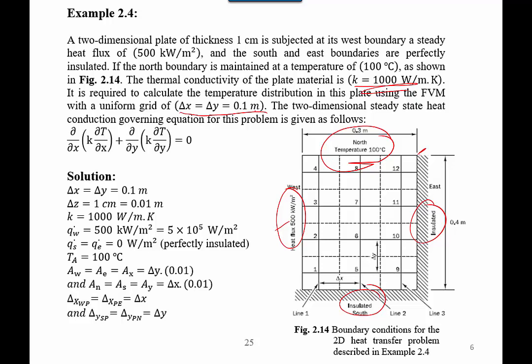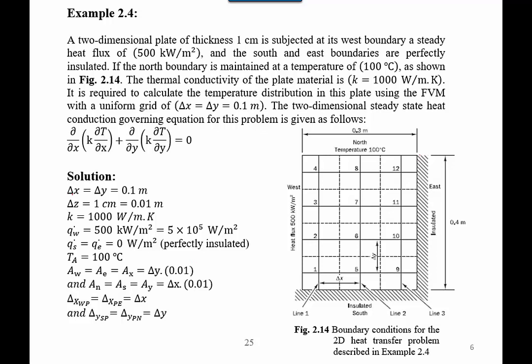Knowing that the two-dimensional steady-state heat conduction equation is given as shown in this differential equation: partial derivative with respect to x of k dT/dx plus partial derivative with respect to y of k dT/dy equals 0. First, we will write down the given data separately, just for the sake of simplifying the solution.